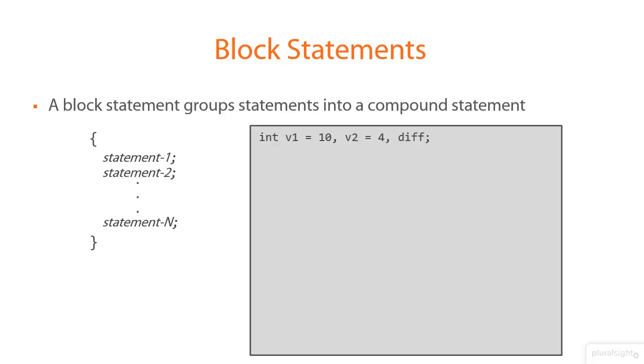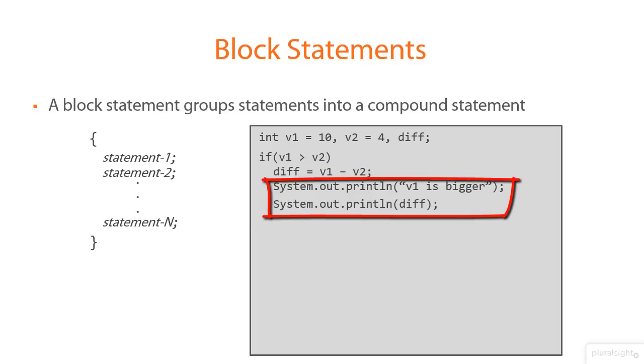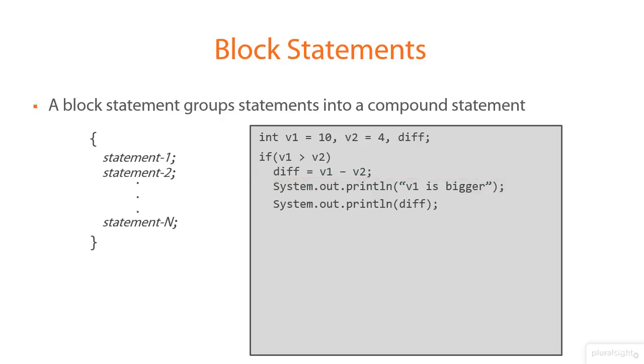I have some code set up here where I've got v1 equal 10, v2 equal 4, and a variable diff. And I say if v1 is greater than v2, and I put in diff equals v1 minus v2, print out v1 is bigger, and then diff. The way this code is currently written, the assignment of diff equals v1 minus v2 is conditional on whether v1 is greater than v2. But the two print statements there, v1 is bigger and diff, will print every time because only the single statement of the assignment of diff is tied to the condition.